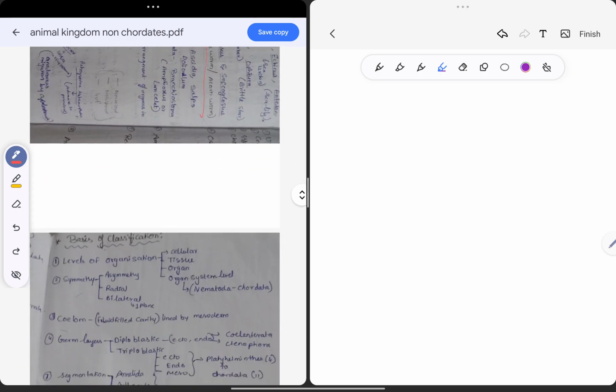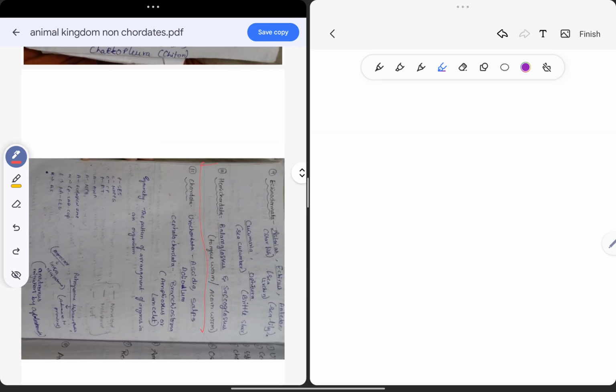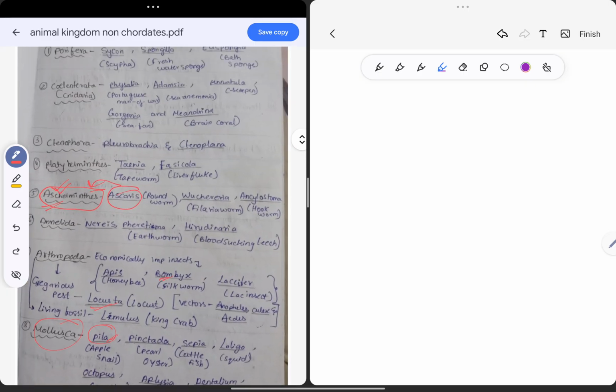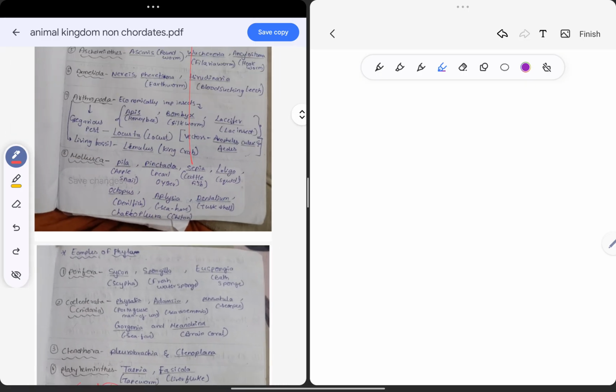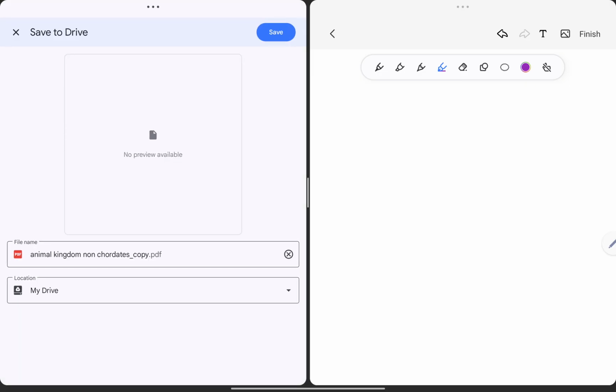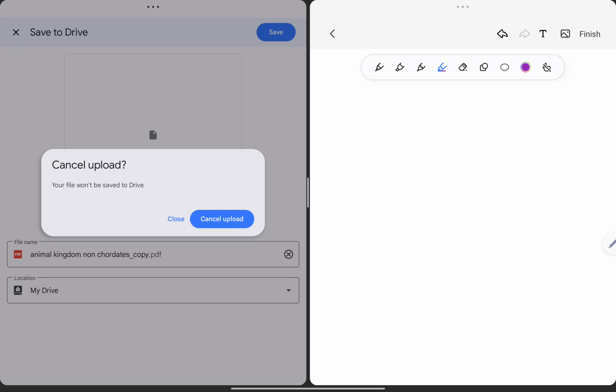Once you write down all these examples and learn them by heart, it will become easier for you to study. Now let's go directly to the NCERT so you can understand each and every word.